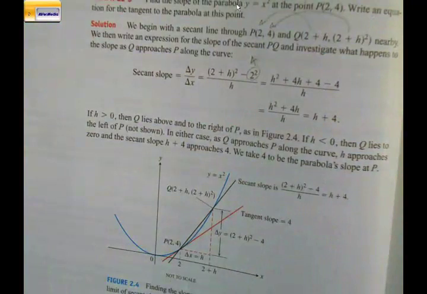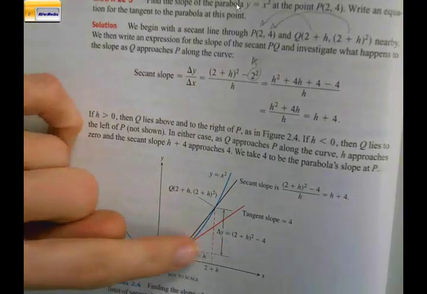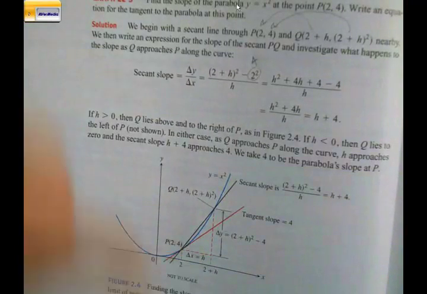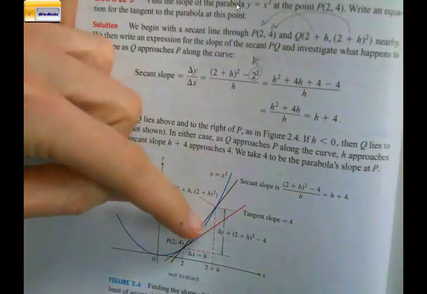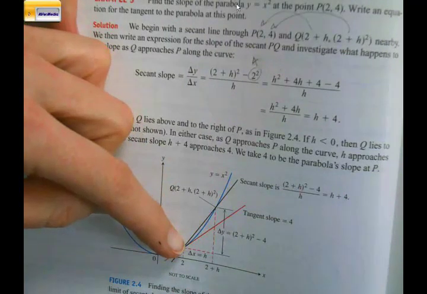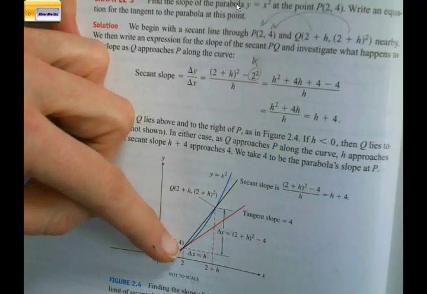As Q slides along the line and gets closer to P, the horizontal distance h gets smaller and smaller. So if we can get Q as close as possible to P, then that tangent line should be a pretty accurate tangent line to the curve. So guess what they say? They say if h approaches a value of 0, meaning the point Q is in unison with the point P, then the secant slope becomes 4.